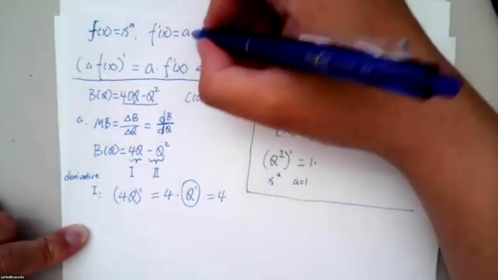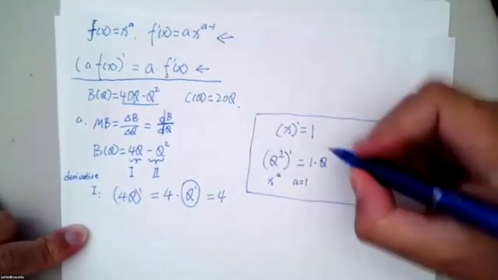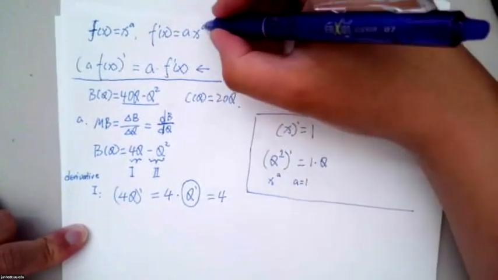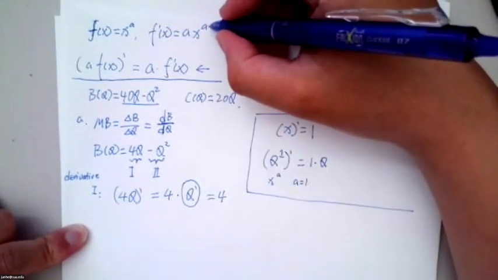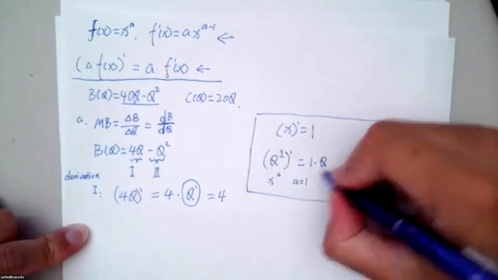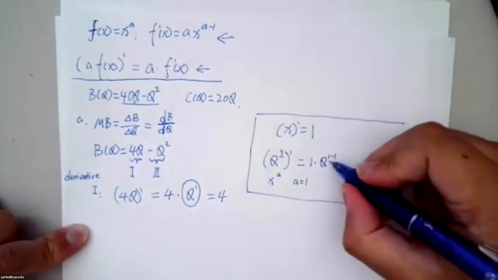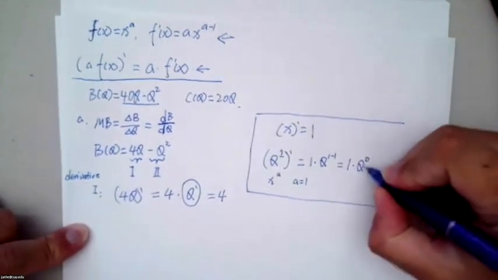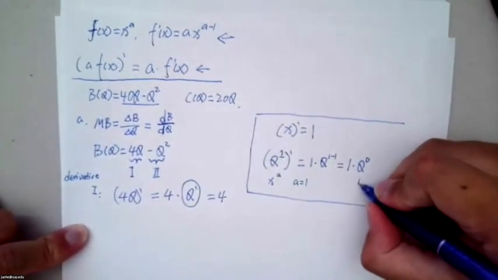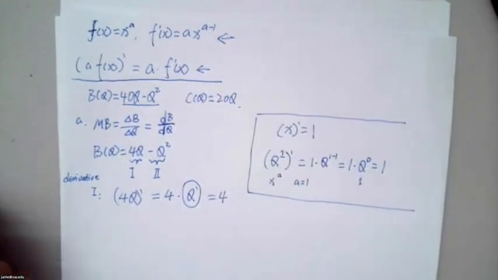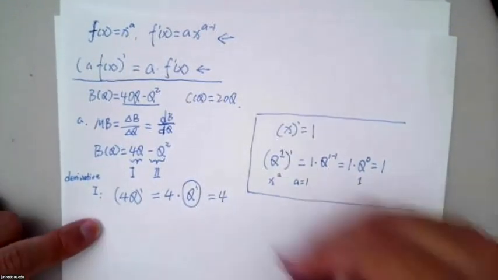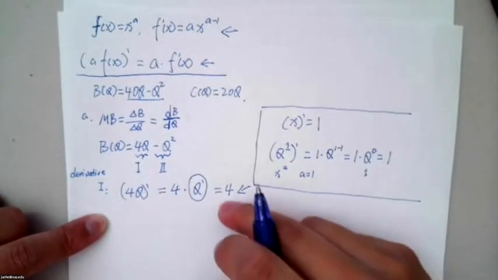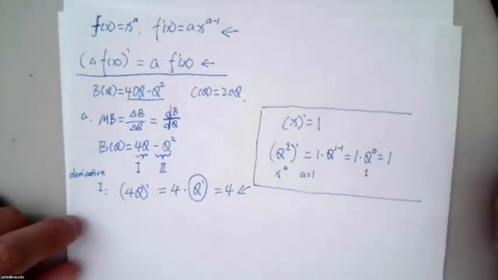And we keep this X, right? It's just a 1-to-1 replacement, and then the power is A minus 1. Here, A equals 1, so the new power is 1 minus 1. So it is 1 times Q to the power of 0. Q to the power of 0 equals 1, so the result is 1. That's why the first term's derivative, 4q's derivative, is just 4 by 1, which is 4.